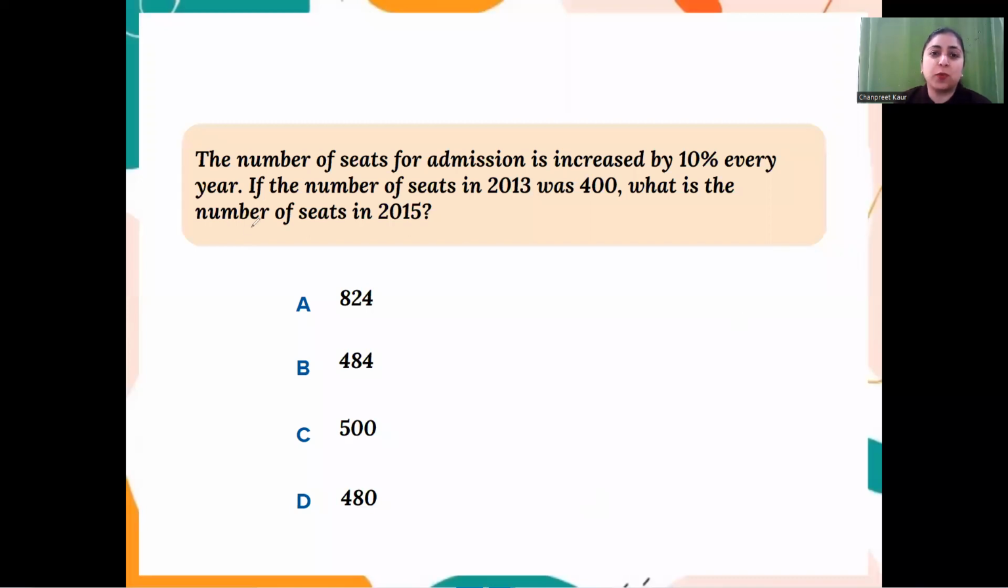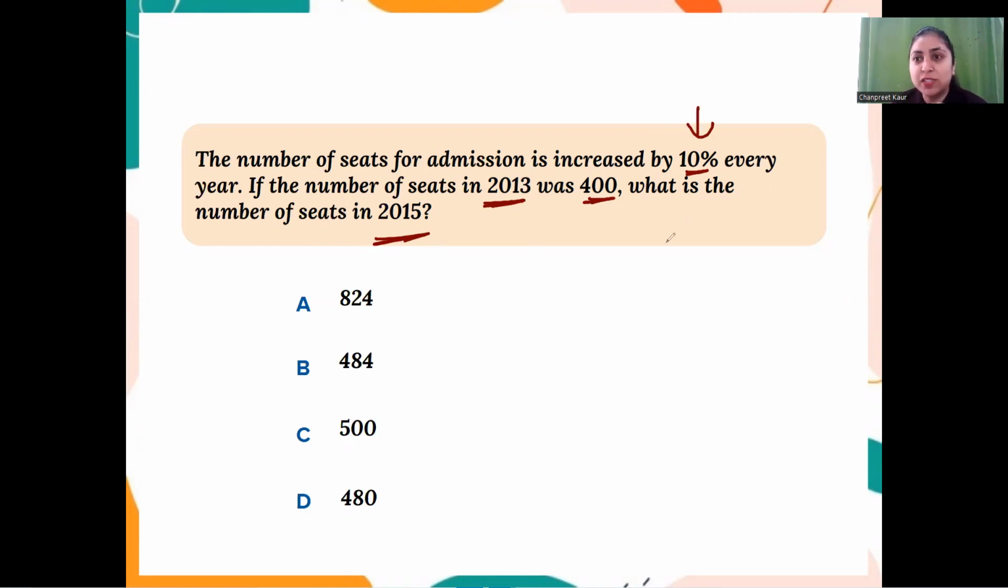As you can see, the question says the number of seats for admission is increased by 10% every year. So there is an increment of 10% of seats every year. If the number of seats in 2013 was 400, what is the number of seats in 2015? Right. So let us go with the concept of percentage first.